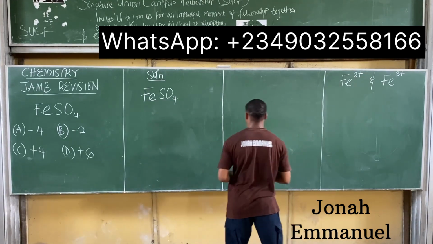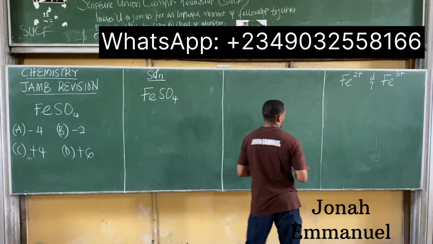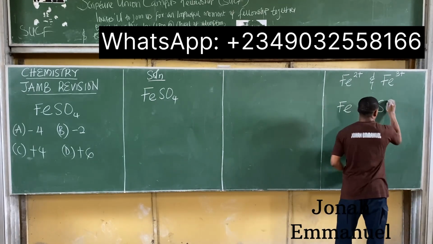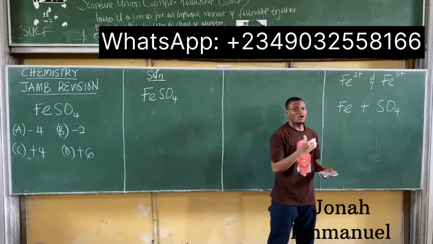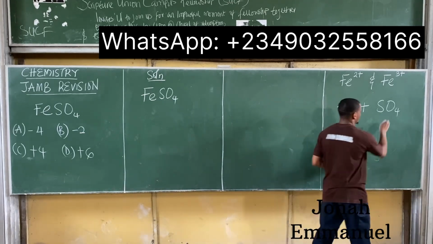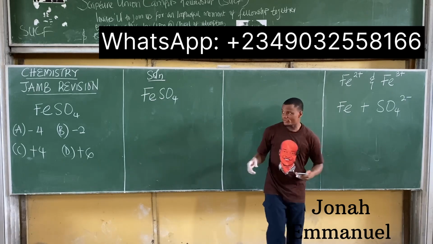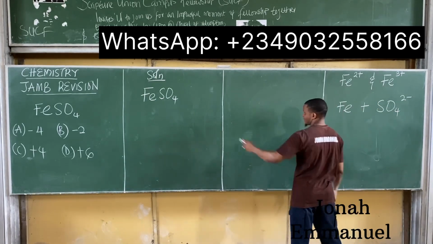Very simple. First things first. So here's your technique. Let's say I have iron here plus tetraoxosulfate(VI). Now I know fully well that for tetraoxosulfate(VI), the ion is 2 minus. So the question is this: which of these two ions will I combine with this to get this answer?